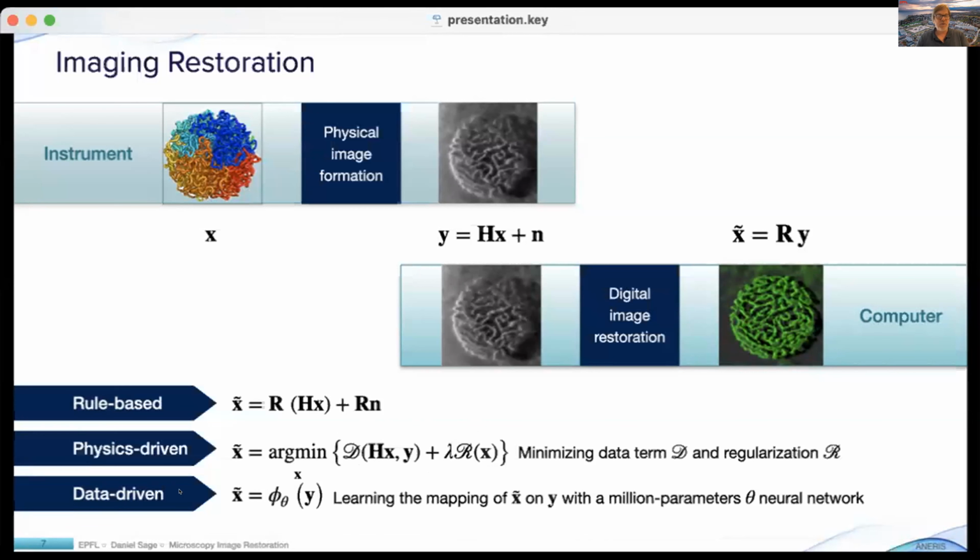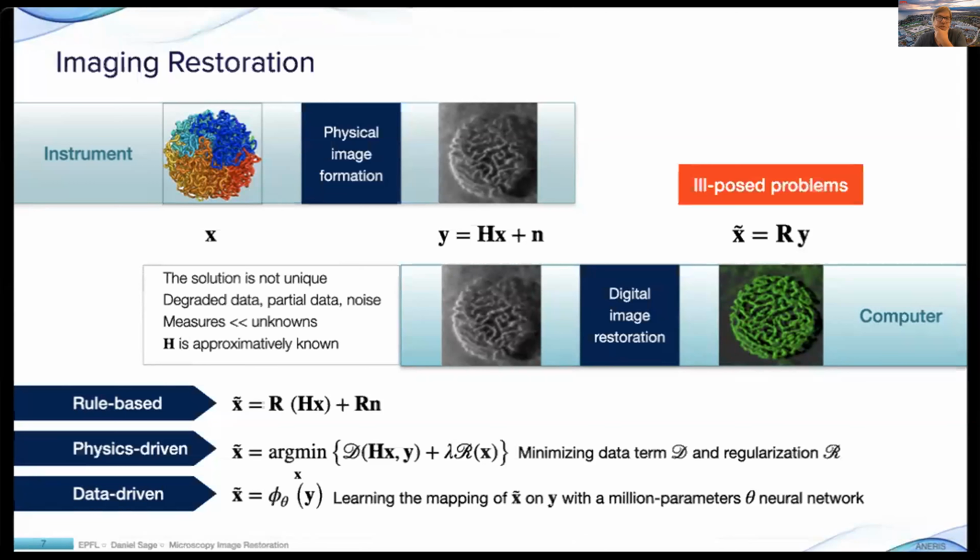And now, with the powerful computers that we have, we can try to train a neural network using a lot of data. So it's a data-driven method. In that case, we learn the function that maps y to x tilde, and what we have to learn is millions of parameters of the neural network, which are included in that function. This restoration problem is a very ill-posed problem.